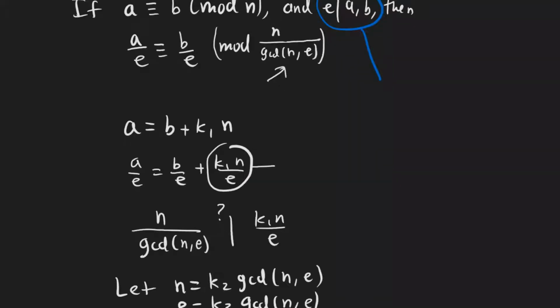If we go back to the top, we see that we haven't actually used the condition that E divides both A and B. So we can say that E divides A minus B, and therefore with our expression over here, E divides k1 times n.